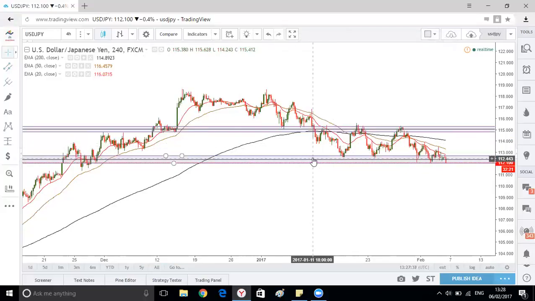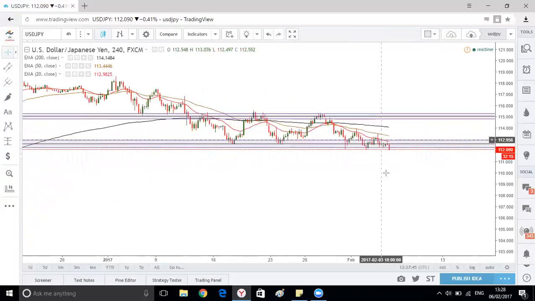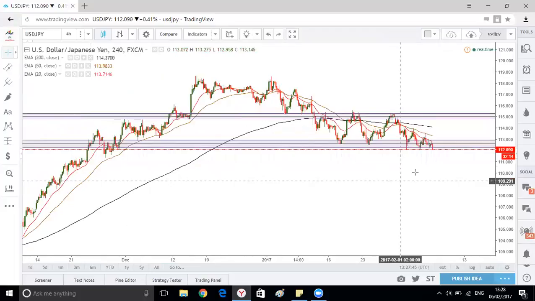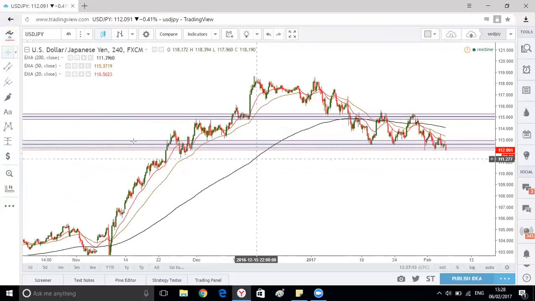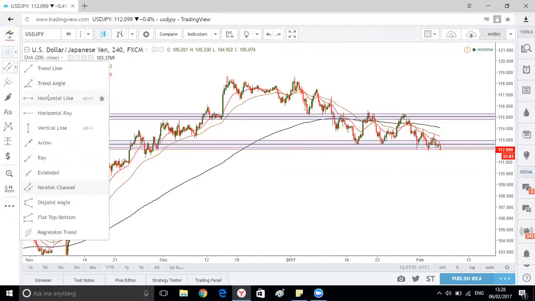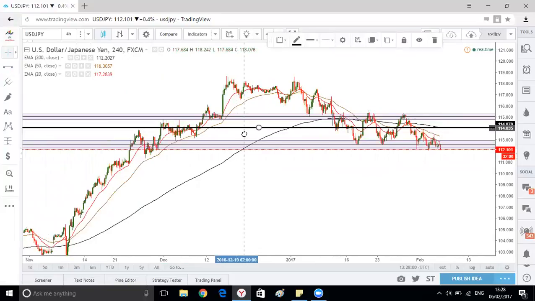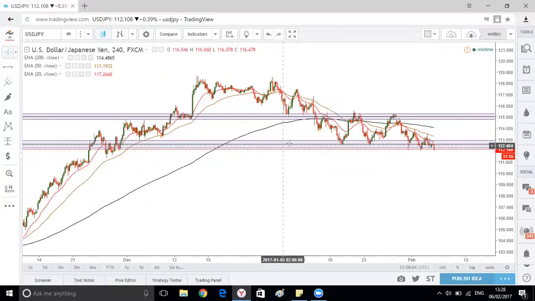Here's another level. Here we got multiple touches, here, here, here, and I'm seeing this pair going down all the way back to 1.0110, which is about 250 pips. Now, instead of this, you can use a trend line. I mean, a horizontal line like this. But with this parallel channel, you can mark more of a zone area, like this.